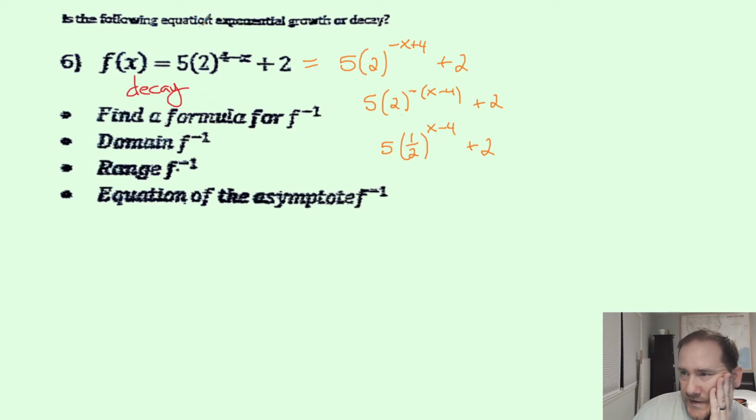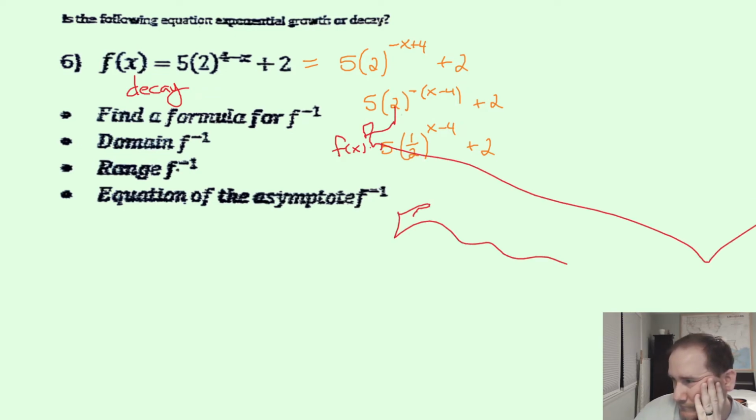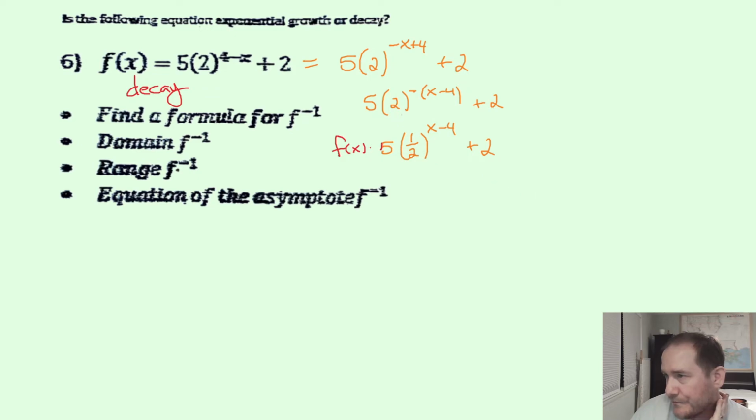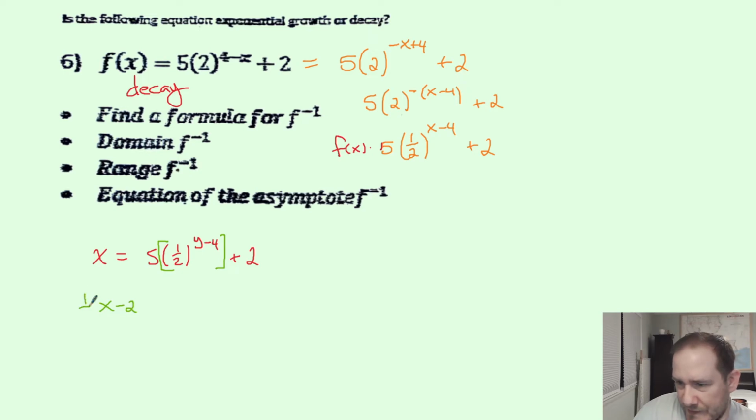It says find a formula for the inverse. Oh, I don't want to. Find the domain and the range. Fine. So if this is our function f of x, then of course to find our inverse, the first step is to flip the variables. So we're going to let f of x be x, 5, 1/2, y minus 4 plus 2. We said we want to isolate this exponential base, so we'll subtract 2. Then to get rid of the 5, I'll multiply through by 1/5.